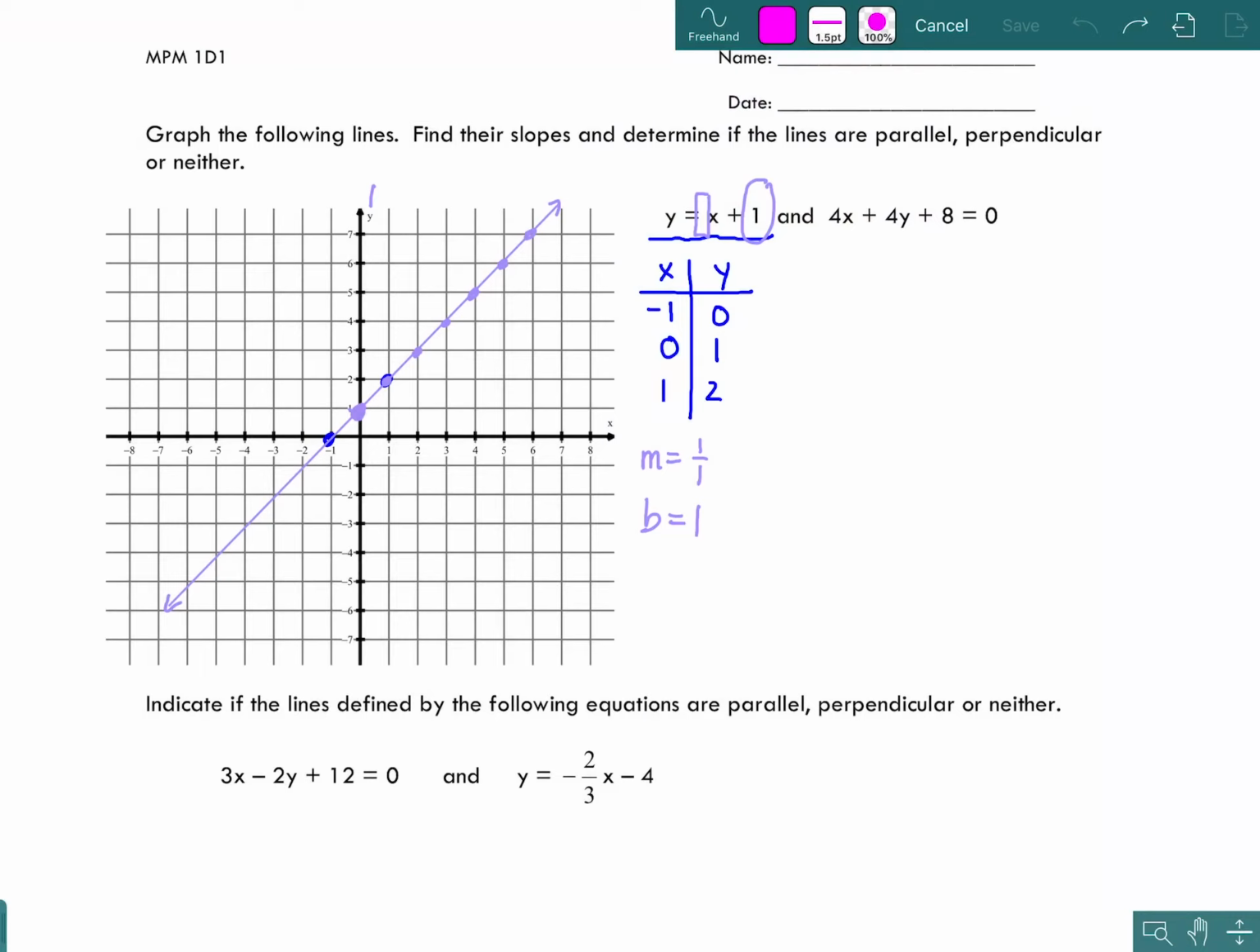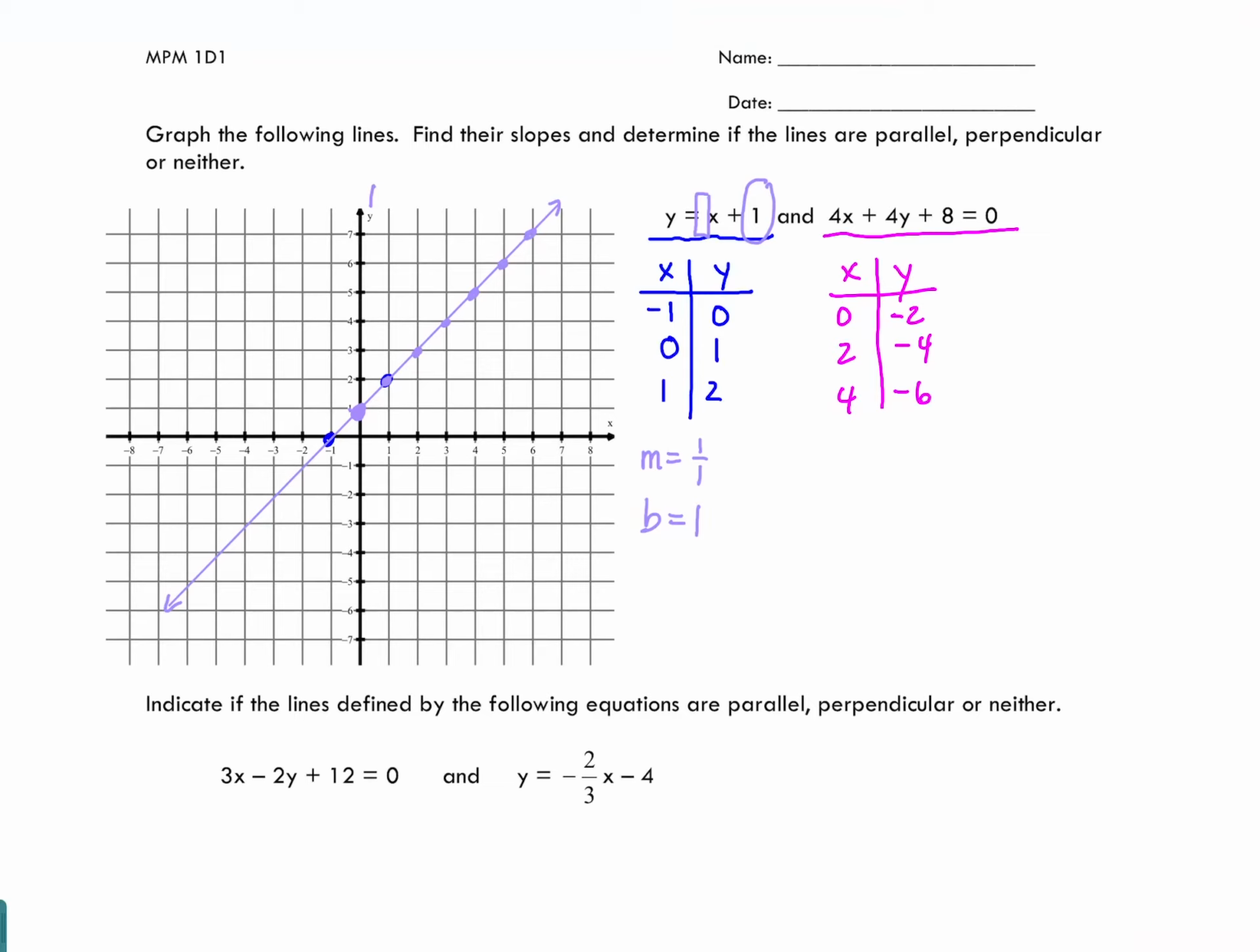All right, now the second line over here is 4x plus 4y plus 8 equals 0. So this equation here is not in slope-intercept form. So right now we can't see what the slope is and we can't see what the y-intercept is. So we could graph it using a table of values. We could pick some x values, substitute them in and find out what y is. So if x was 0 and we did some algebra and subbed in, we'd find that y is negative 2. If x is 2, y is negative 4. If x is 4, y is negative 6. So we could plot those points on.